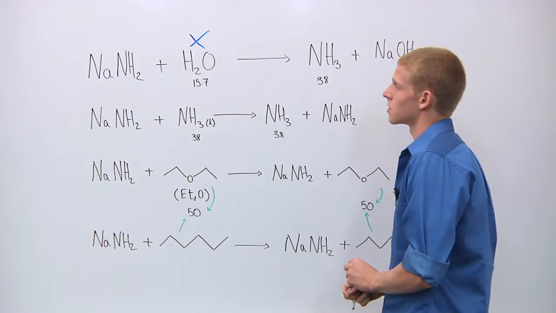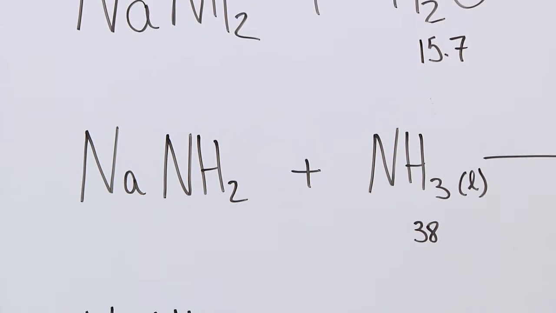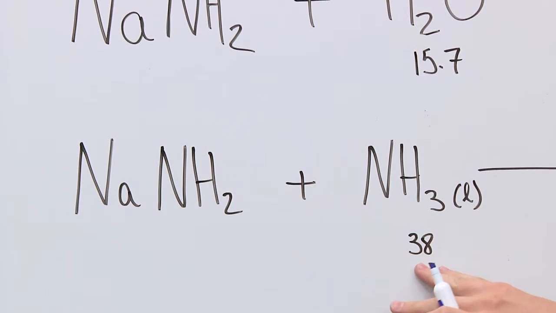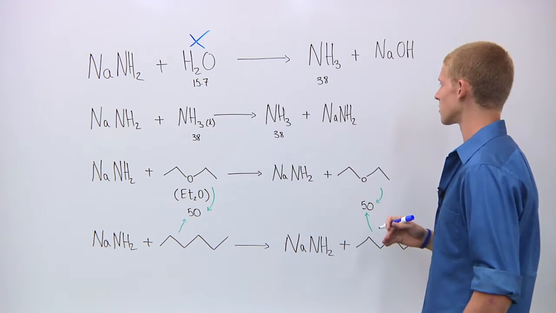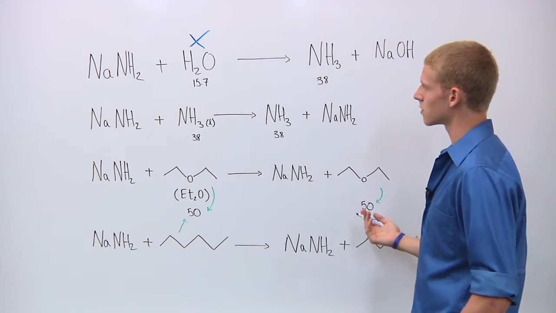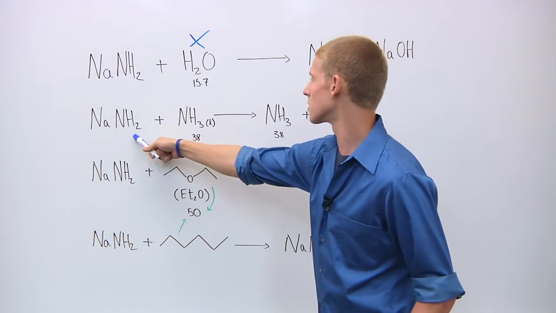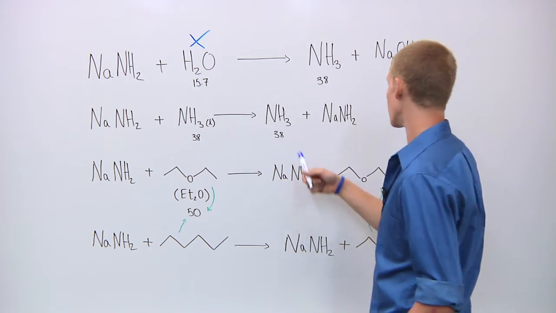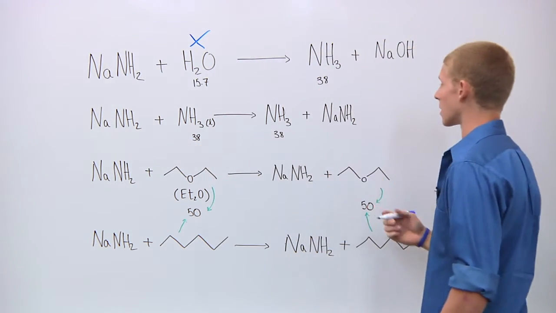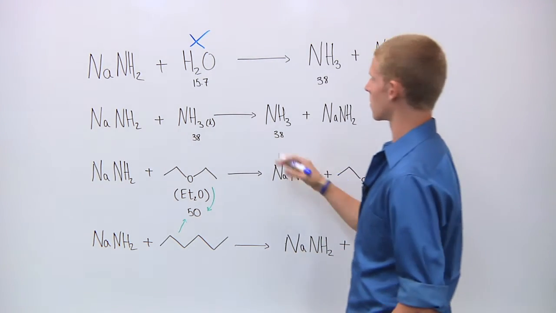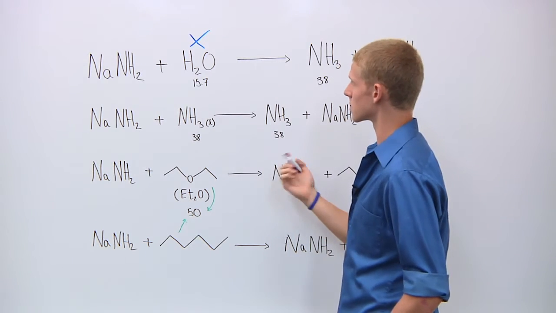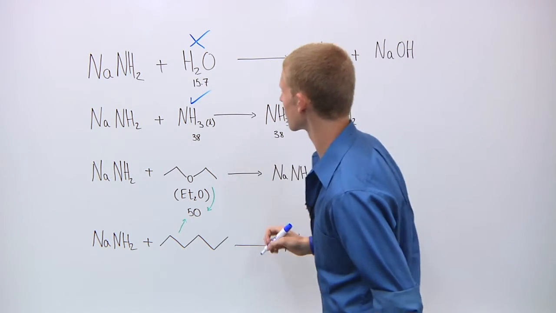Next, we have ammonia, which has a pKa value of 38. And when it reacts with sodium amide, we're going to get ammonia and sodium amide. So we see that even though we're destroying this base and making ammonia, we're making another sodium amide. So really, we're going from 38 to 38, and we're ending with what we started with. So this is going to be a good solvent to use.